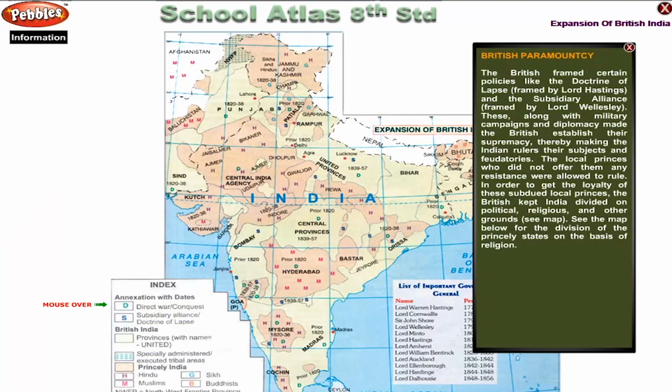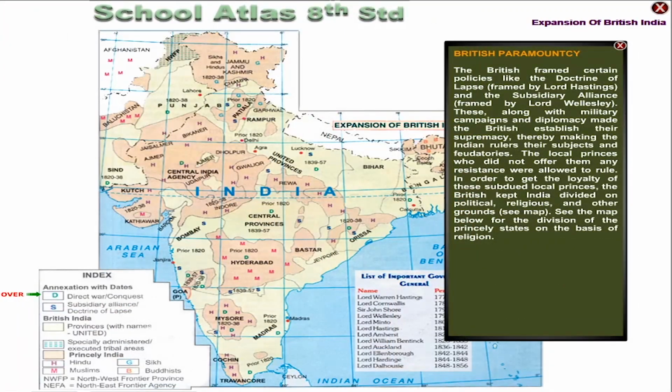British paramountcy. The British framed certain policies like the doctrine of lapse, framed by Lord Hastings, and the subsidiary alliance, framed by Lord Wellesley. These, along with the military campaigns and diplomacy, made the British establish their supremacy and thereby making the Indian rulers their subjects and feudatories.